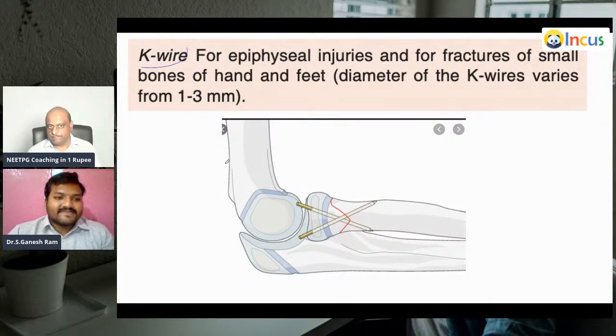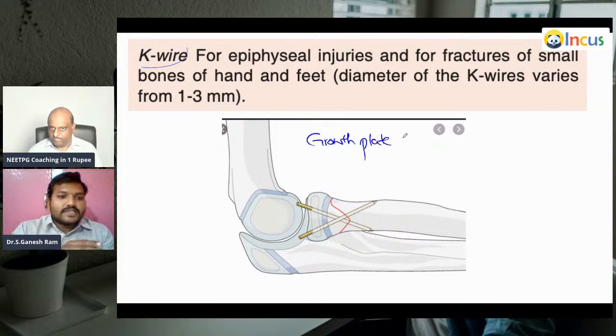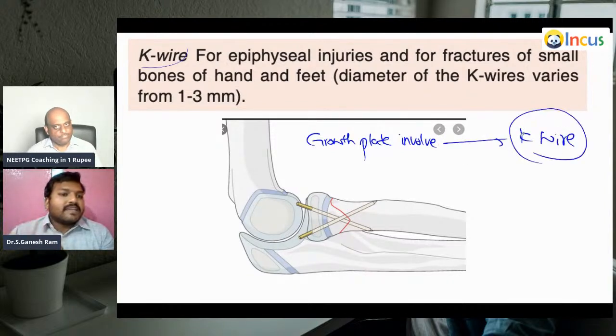Go on, sir. So the K wires are most commonly used in two important things. One would be where the growth plate is involved. In children, if the growth plate is not yet completely fused, that is the epiphyseal injuries, in those cases we cannot pass a screw through there. If we pass a screw, the screw threads will damage the epiphyseal plate, so that will impair the growth of the child. So in those cases, the K wire has no threads and is very thin. We can pass two crisscrossing wires so that the fracture will be stable. We'll put a plaster cast on them and it will automatically heal. So in children with epiphyseal fractures, we can use it.